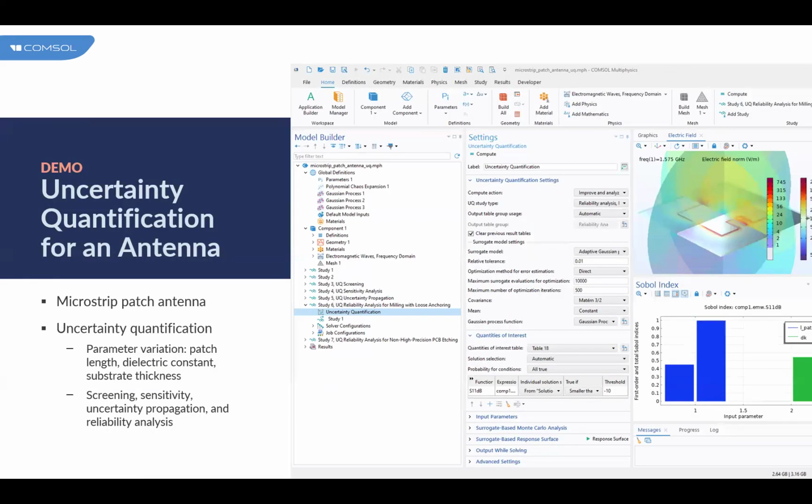So, time to open COMSOL Multiphysics and get some real-life experience on how to apply uncertainty quantification to a microstrip patch antenna, considering variation in patch length, dielectric constant, and substrate thickness.